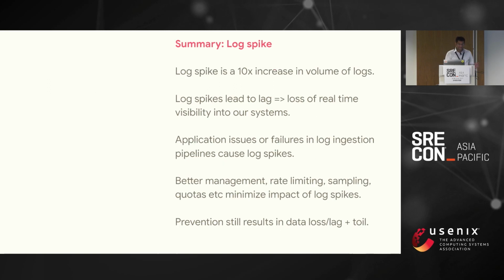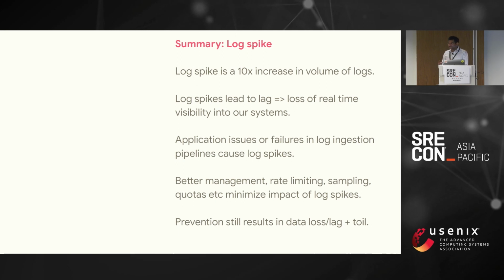Finally, let me summarize this part of the talk. A log spike is a 10x increase in the volume of logs over your provisioned capacity. Log spikes lead to lag, and you lose real-time visibility into your system. Application issues or ingestion pipeline issues often lead to log spikes, right? And you can mostly manage them by applying appropriate rate limits, by managing your components better, and by sampling and quotas. And finally, all of these are prevention techniques.